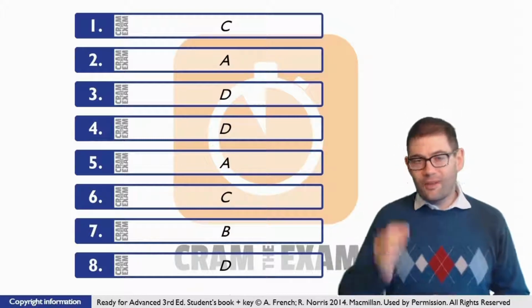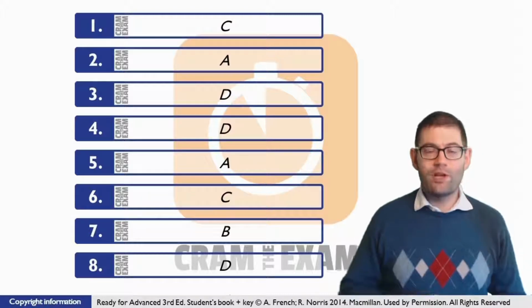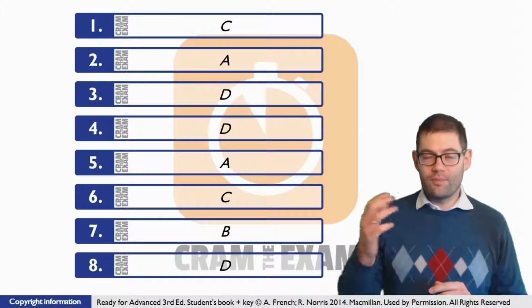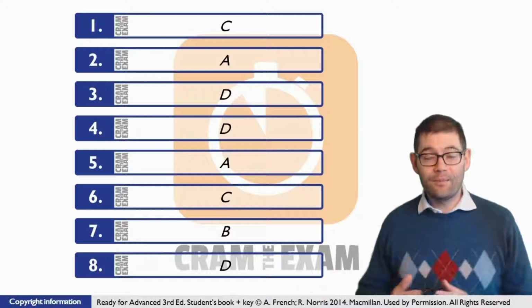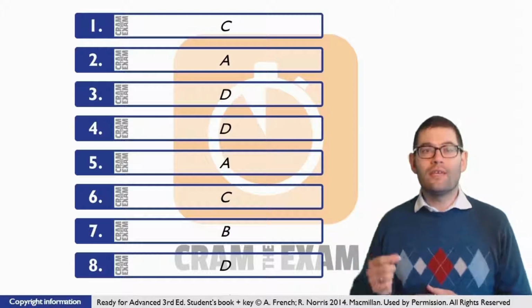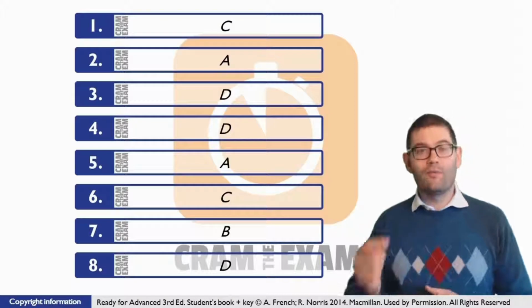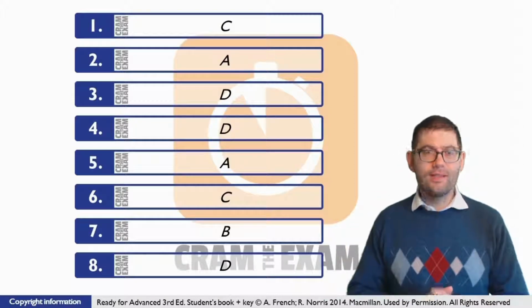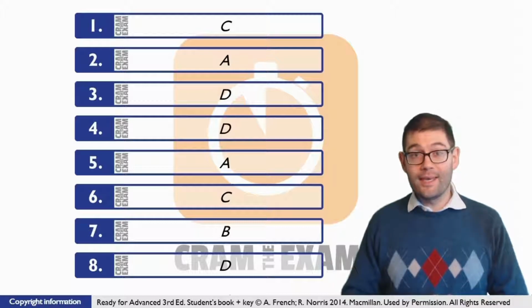For question number 2, the key word is the preposition after the gap, of. Only 2 answers collocate with the preposition of, and that is A and B. But for B to work, you have to have the verb take beforehand, to take notice of something. Of course, we don't have that in the text, so that means the only answer is A.